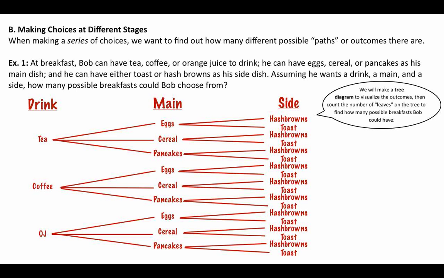Once we get to the end and we count all of these leaves at the end, all this hash brown, toast, hash brown, toast, all the way down, how many possible paths, how many possible outcomes could Bob have had for breakfast? It turns out that he has 18 total breakfast choices, because if you count, there are 18 leaves, or 18 terminal points, on this tree diagram.